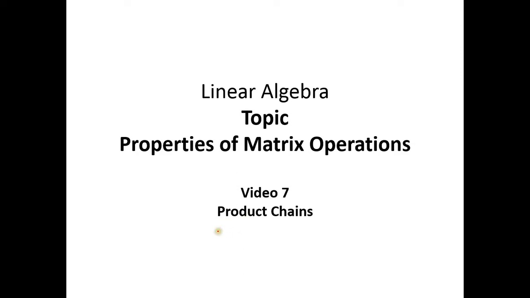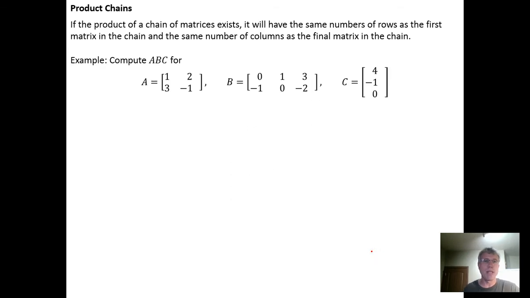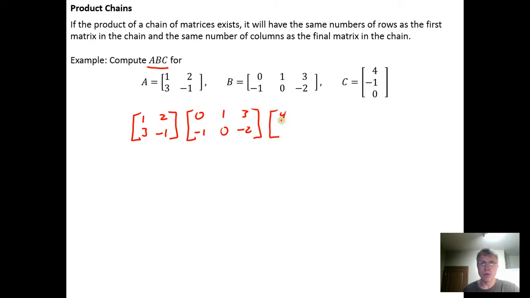So in this video, we're going to calculate a product chain, which is just the product of three or more matrices. Here it says compute the product A times B times C. If we lay out A, we get 1, 3, 2, negative 1. Then times B, which is the 2 by 3 matrix 0, negative 1, 1, 0, 3, negative 2. And then C is a 3 by 1 matrix: 4, negative 1, and 0.